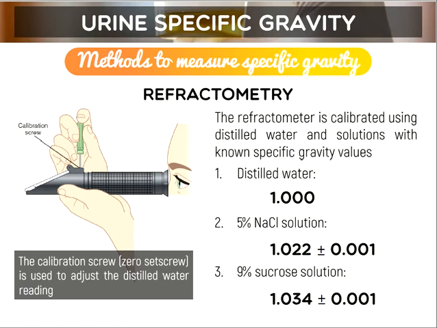The refractometer is calibrated using distilled water, which is 1.000, and solutions with known specific gravity values. What is used is a 5% sodium chloride solution and a 9% sucrose solution.